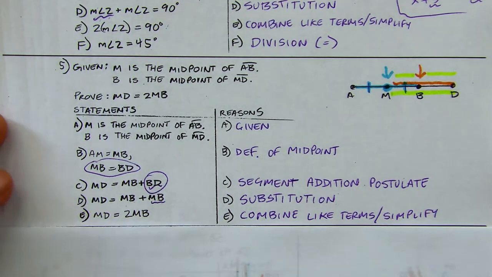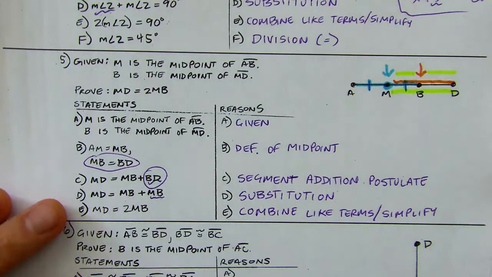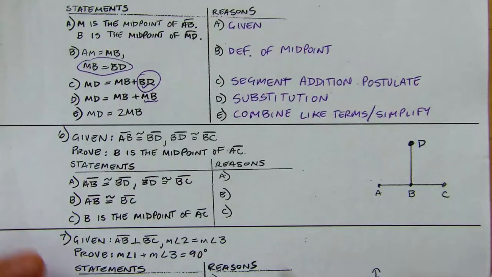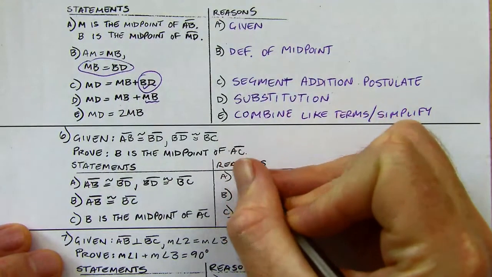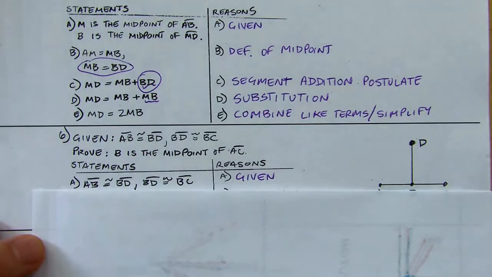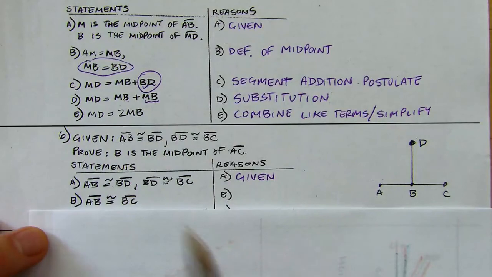Okay, on to number 6. Two more to go. First reason is given, and let me make sure, yep, that's the given info. Okay, let's move on. Then it says AB is congruent to BC.